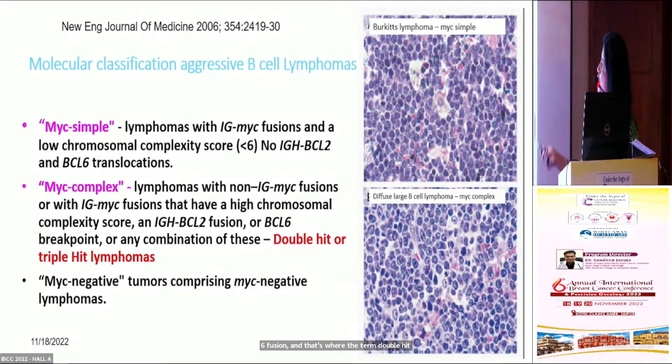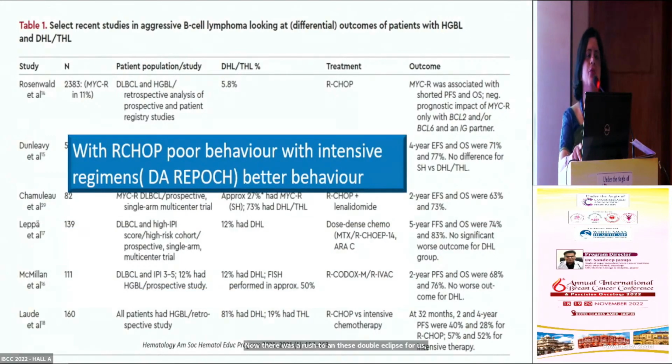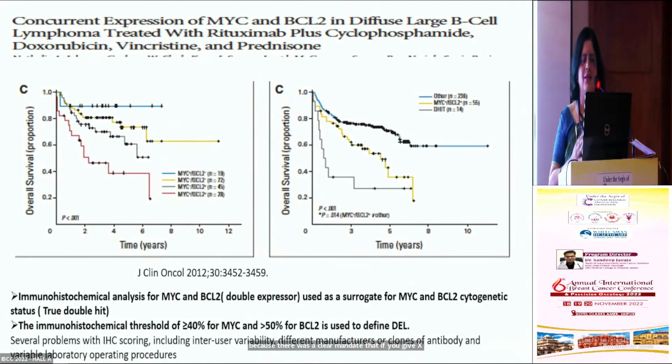Just some of the morphological images from those papers. Now, there was a rush to understand these double hit lymphomas because there was a clear mandate that if you give intensive regimens, these patients did better. Again, there is a gene profiling. There has to be an IHC algorithm.